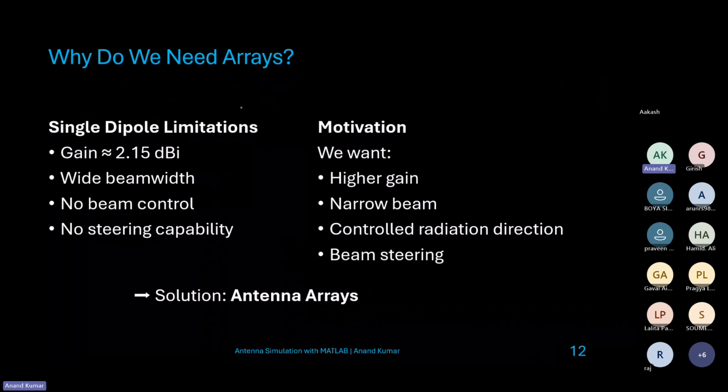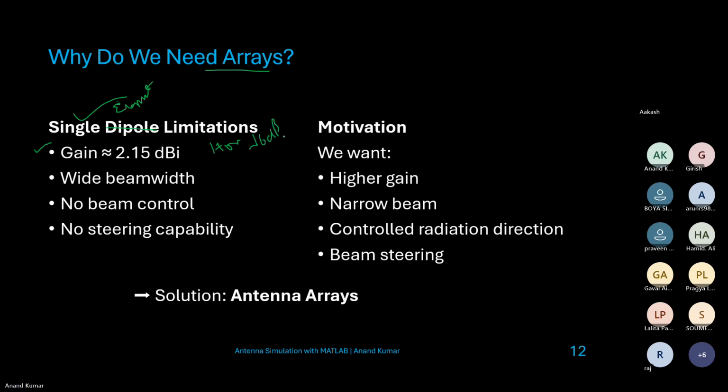So the motivation: why do we need arrays? If you use a single dipole, because we're taking the example of a dipole over here, but it could be any single element also, it would generally have a lower gain. I mean, sure, a horn has a gain of close to 16 dB. But if you make an array of horns, then its gain will also increase. And then the beam width is very wide.